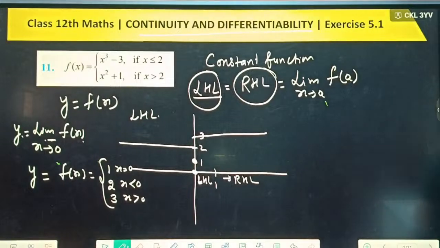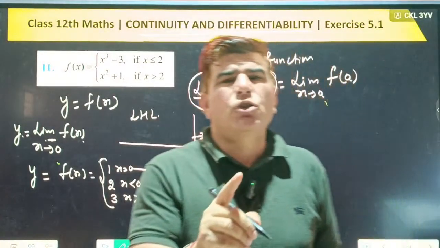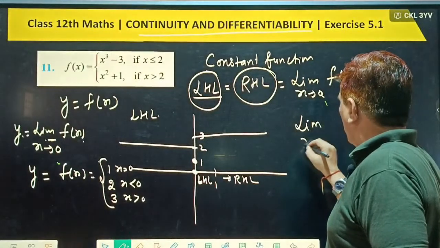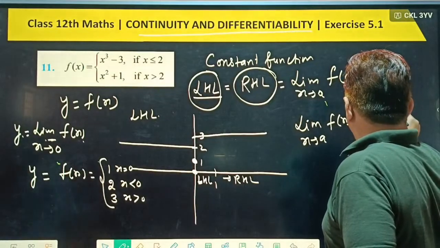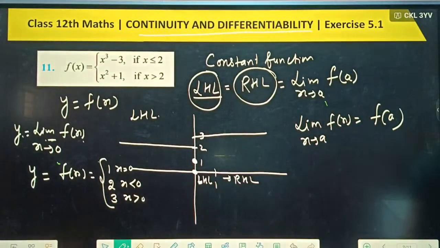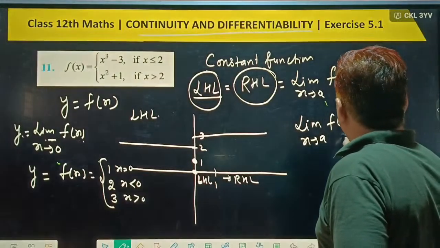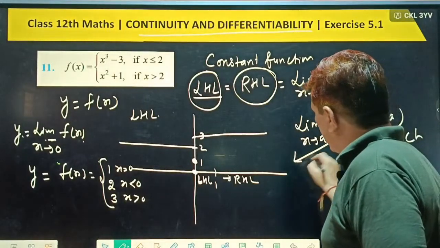A function is said to be continuous at a point x equal to A in its domain if and only if the limit as x tends to A of f of x is equal to f of A. Then the function is said to be continuous. Otherwise, the function is said to be discontinuous. Understood? This we can write like this also.